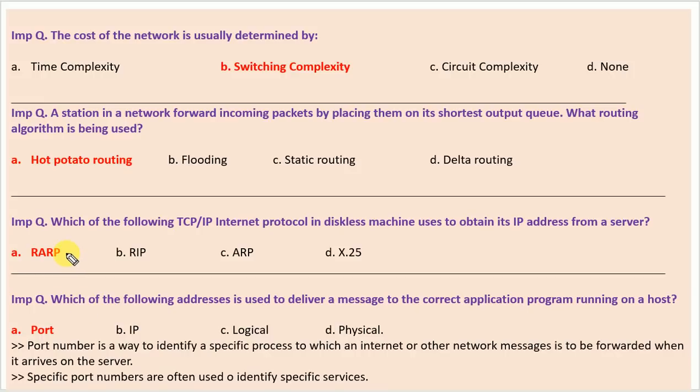Okay. Now the next question is which of the following TCP/IP Internet protocol is diskless machine used to obtain its IP address from a server? See this. This question seems to be very much confusing, and they have just twisted the question. But the question is simply, just read once again. You will have a better understanding. Which of the following TCP/IP protocol in diskless machine used to obtain its IP address from a server? From how can I obtain the IP address? So as I discussed many times, there are two things. One is address resolution protocol, and second is reverse address resolution protocol.